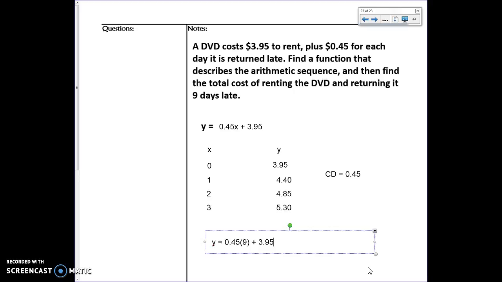We should get an answer of $8. So that means y equals 8. So in this case, that would be $8 for returning the DVD 9 days late. And that is all.